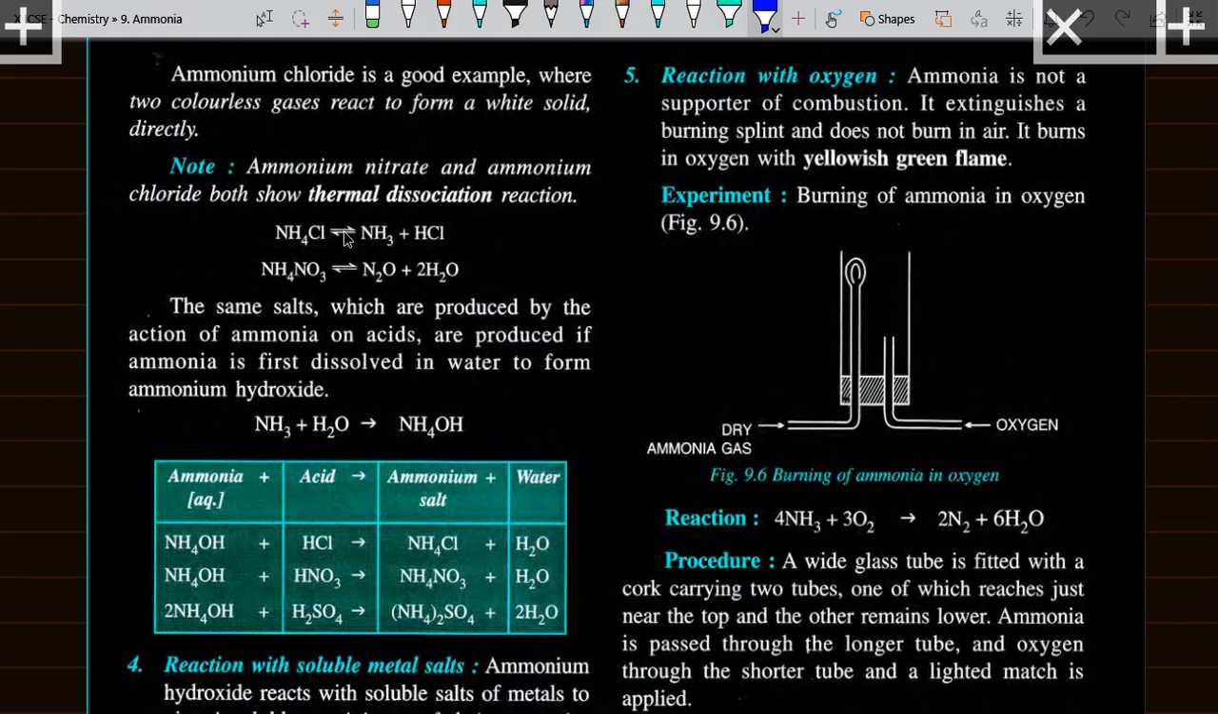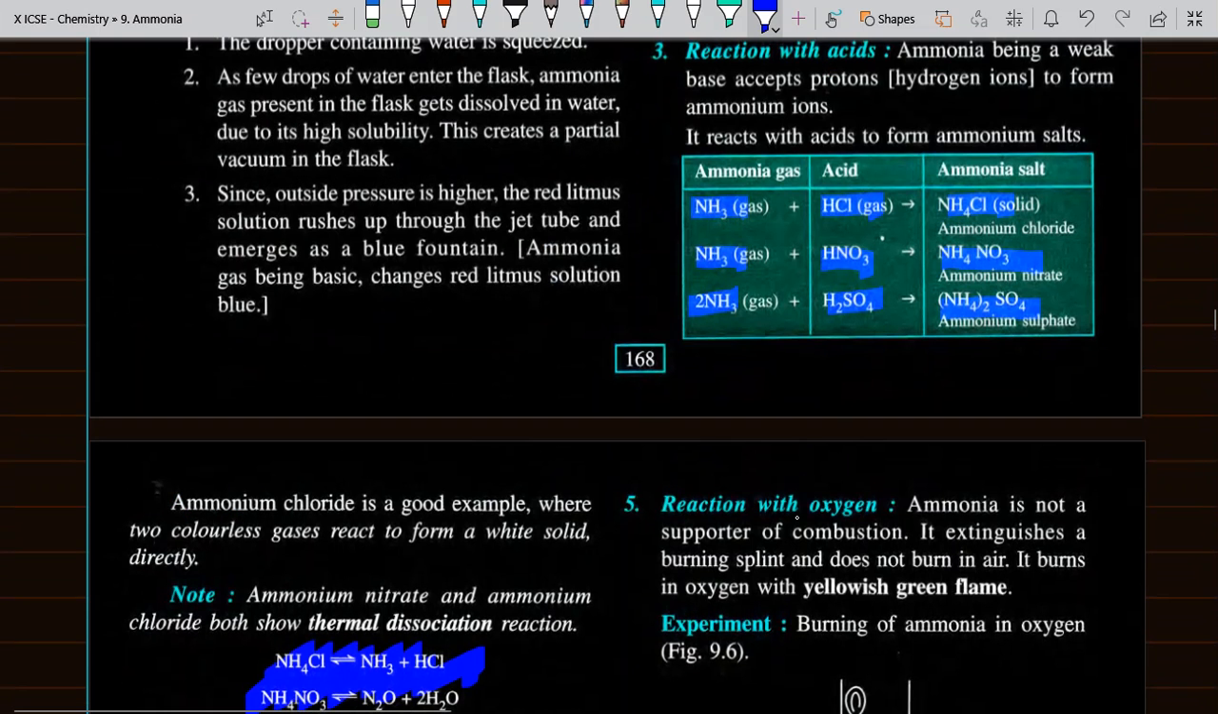सो अमोनियम नाइट्रेट एंड अमोनियम क्लोराइड बोथ शो, एक मिनट ये कहां से आया? ओके, थर्मल डिसोसिएशन के बारे में बात किया है। और यहां पे व्हाइट सॉलिड वाला, हाँ व्हाइट सॉलिड वाला ये है, NH3 plus HCl gives NH4Cl, solid. Two gases react to give a solid.